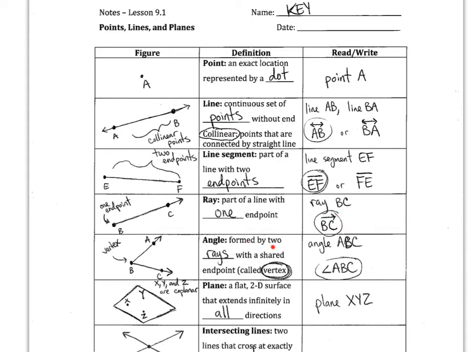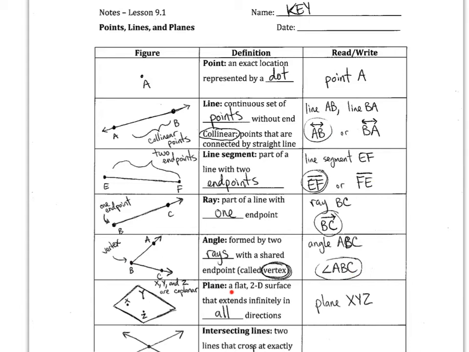An angle is formed by 2 rays with a shared endpoint called the vertex. So this is an angle, and this right here, the point, is called the vertex. And this would be angle ABC, written like this, angle ABC.